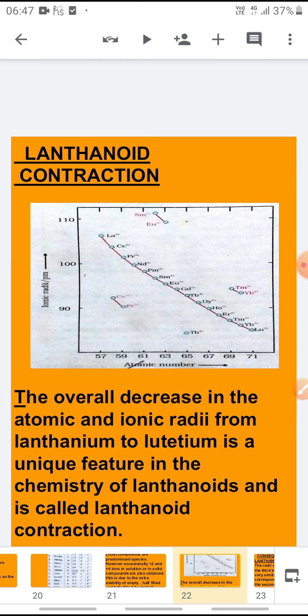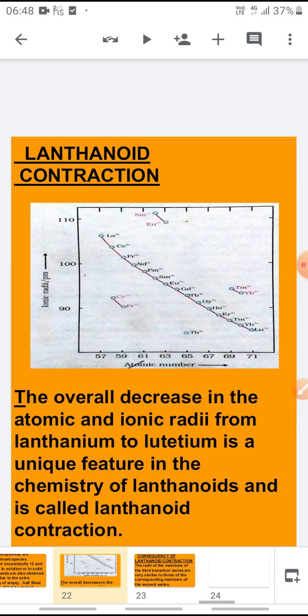Many a time in the board exam the question comes, what is lanthanoid contraction? You'll say it is the overall decrease in the atomic and ionic radii from lanthanum to lutetium. Now, what is the reason for the lanthanoid contraction?